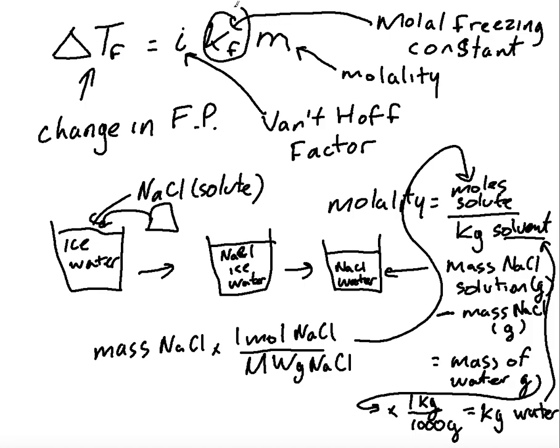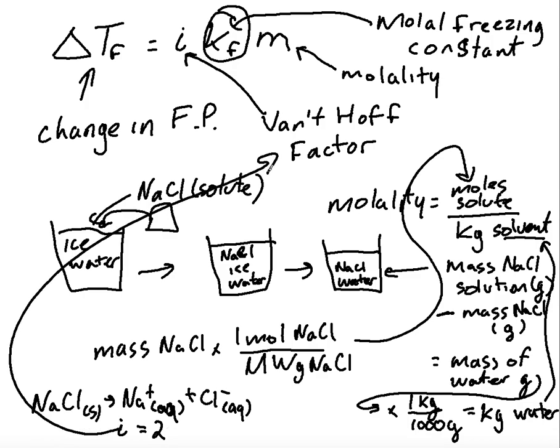Remember, we're going to have to end up solving for this. Now as far as the i goes, i is the Van't Hoff factor, and if you look at sodium chloride, NaCl, as a solid, when it dissolves, it becomes Na+ aqueous and Cl- aqueous. And that means since there's 2 particles here, the Na+ and the Cl-, that means that the i value is going to be 2. So that's how we get the Van't Hoff factor, which is i. That of course will go in here.